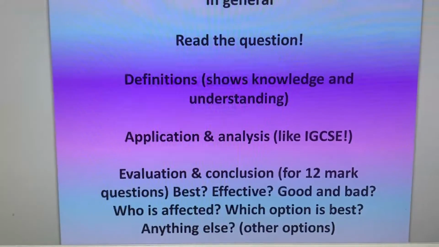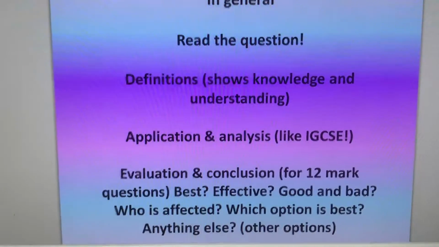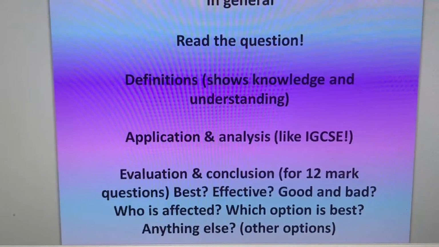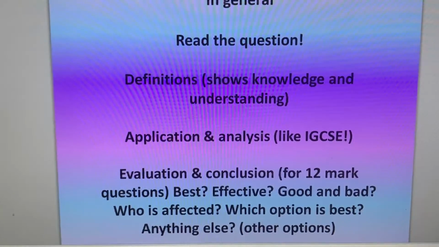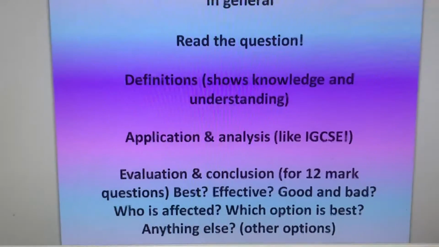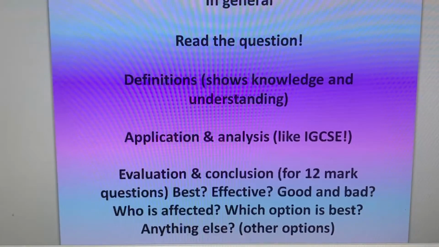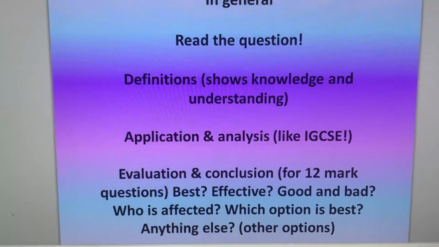And that's about which option is best, how effective is it, good and bad effects of different economic tools, who was affected, which option is best, and maybe there are other options. Oh, and also long run and short run.